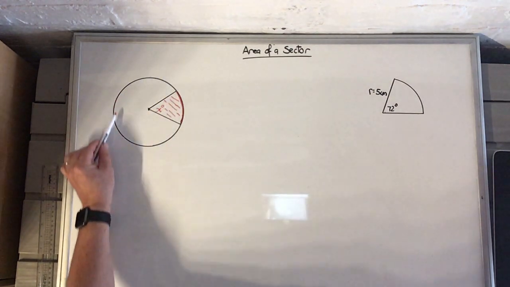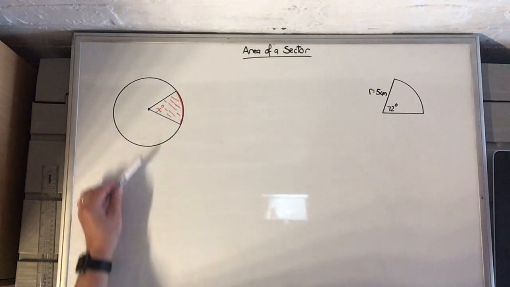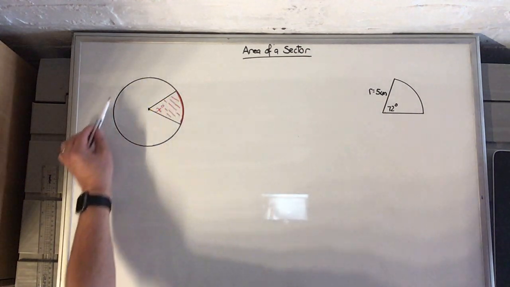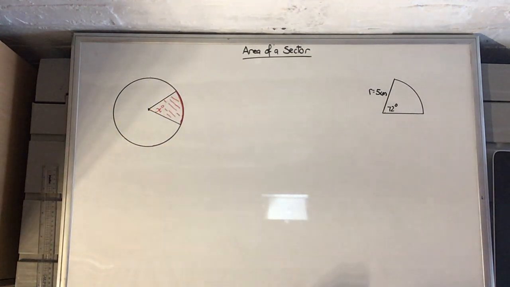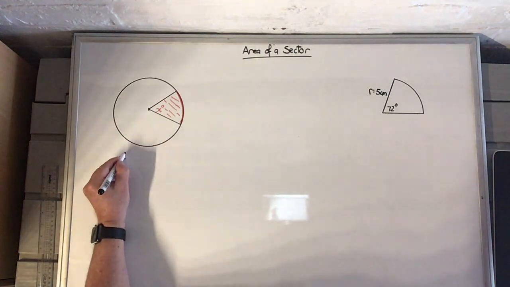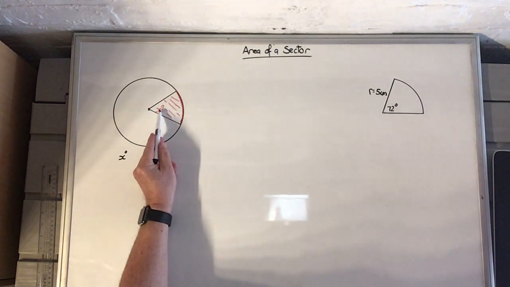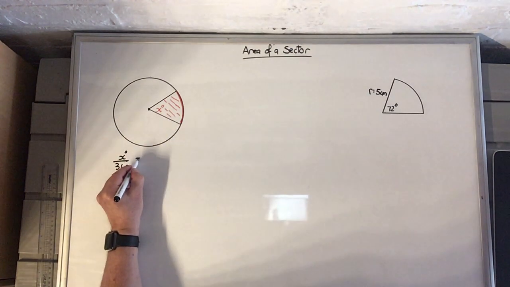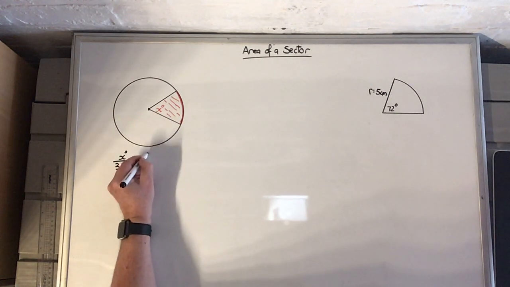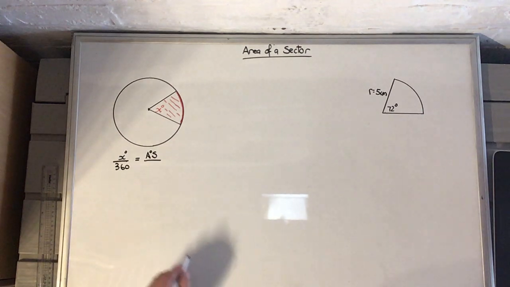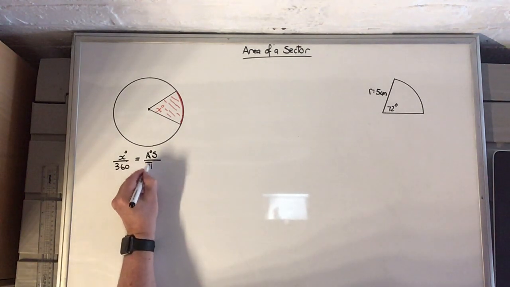over the angle of a full circle, and that ratio is the same as the area of a sector, this wee part here, over the area of the full circle. So let's just define that. The angle at the centre for the sector over 360 is exactly the same ratio as the area of a sector, AOS for area of a sector, over the full area of a circle, which you should know from first year, which is pi r squared.